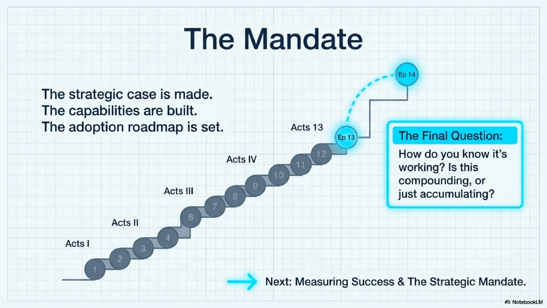Here's where we are. We made the strategic case, drew the anatomy, counted the stakes, built the 5 capabilities, and now you have the roadmap to adopt them, and the 4 traps to avoid on the way. One question remains, and the risk committee will ask it every quarter. How do you know it's working? Is this thing compounding or just accumulating? Next episode, we make that measurable. I'll see you there.